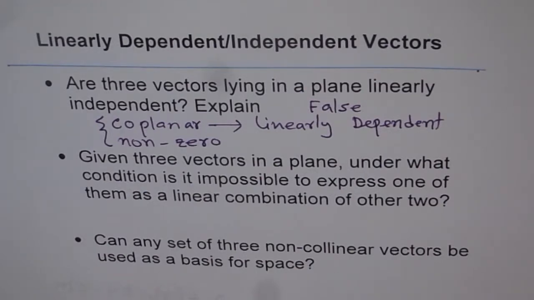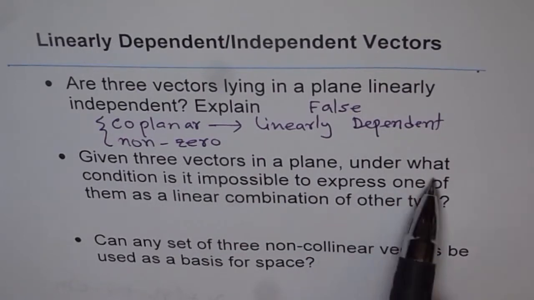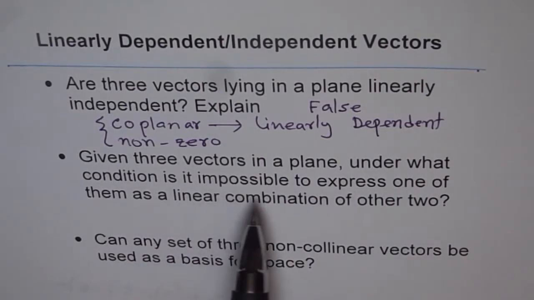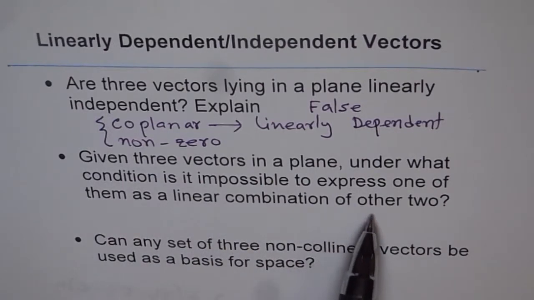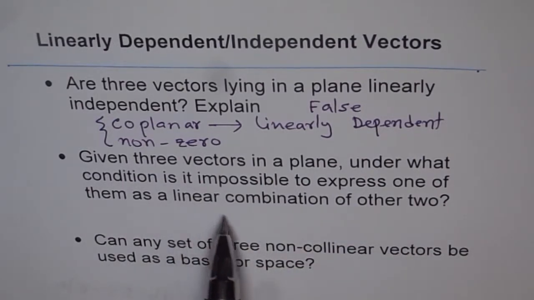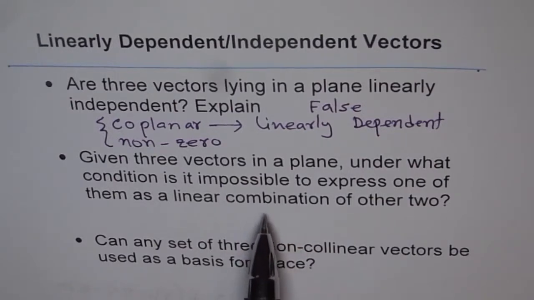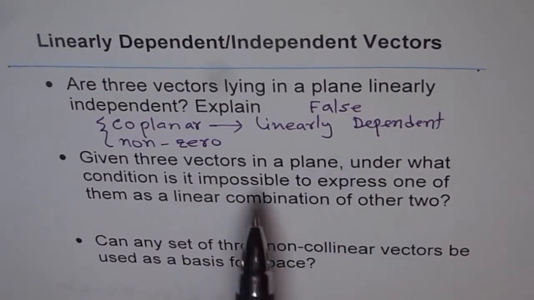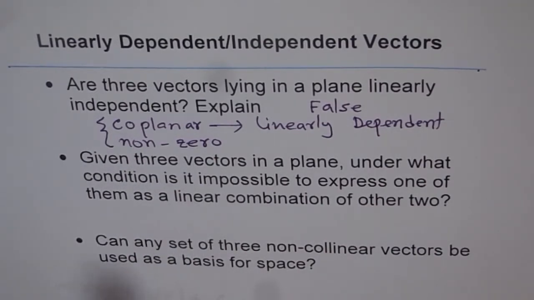So the next question is, given 3 vectors in a plane, under what condition is it impossible to express one of them as a linear combination of the other 2? So that means you can express it as a linear combination. Of course they are dependent. So for them to be dependent, they should be non-zero. So non-zero is the answer here, right?